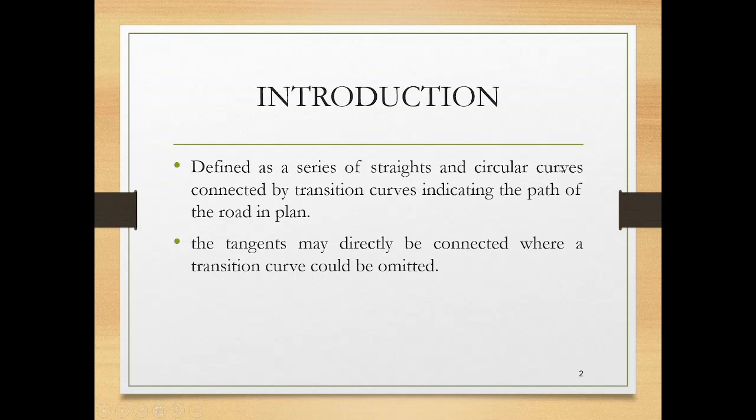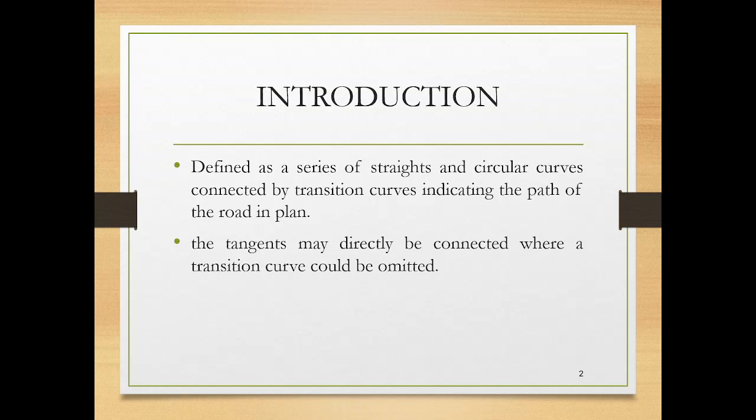So, horizontal alignment is defined as a series of straights and circular curves connected by transition curves, indicating the path of the road in plan. So, you have to understand that a horizontal alignment is a combination of straights and circular curves. Okay, so there it says connected by transition curves, but you have to understand that transition curves are usually used in this country for expressways. Why? Because our speed limits are 70 kmph in rural areas and 50 kmph in urban areas.